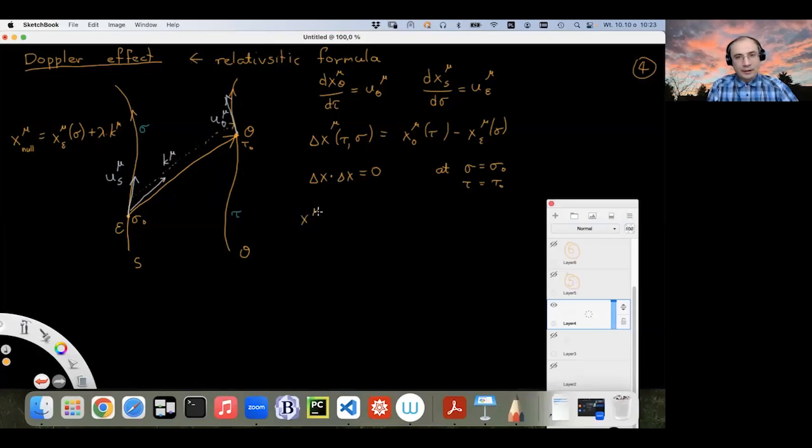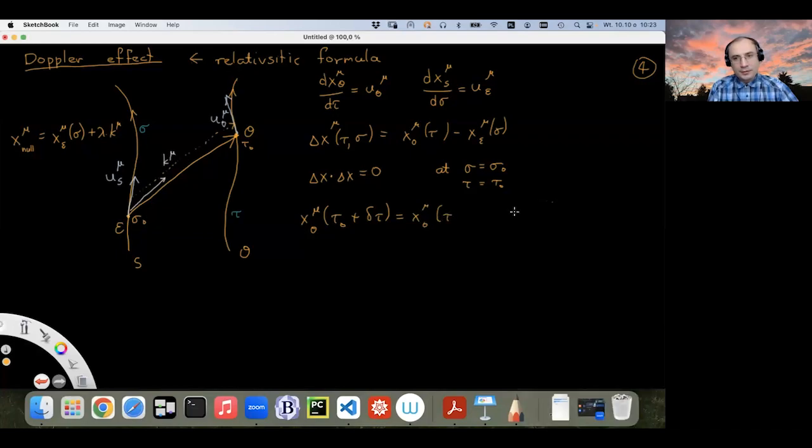At a slightly later moment, x^mu of tau zero plus delta tau, the position of the observer is basically the initial position plus, using the Taylor expansion, the observer's four-velocity times delta tau plus higher order terms, which we will neglect. The source also moves a little bit by some delta sigma. So we've got the initial position at the moment sigma zero, and then we add the first order correction: u_S^mu times delta sigma plus O of delta squared.